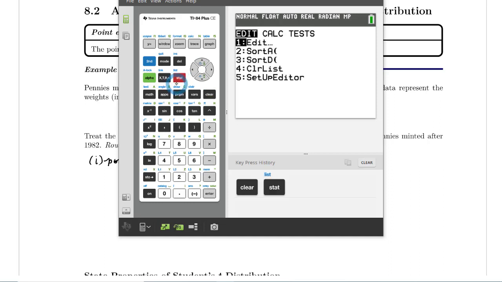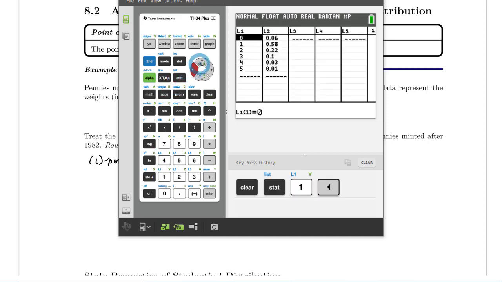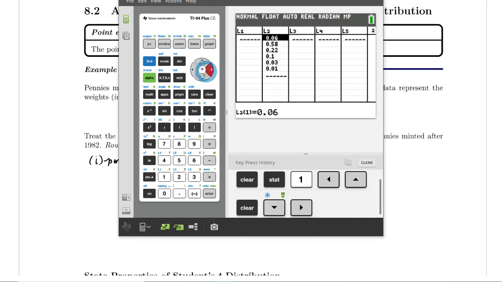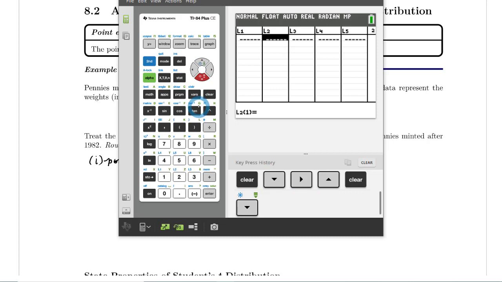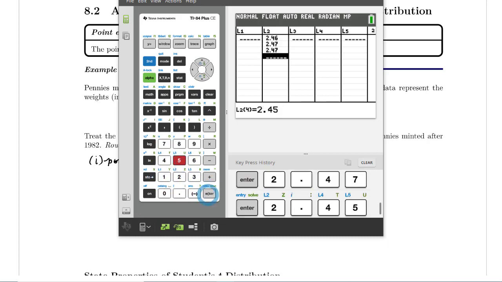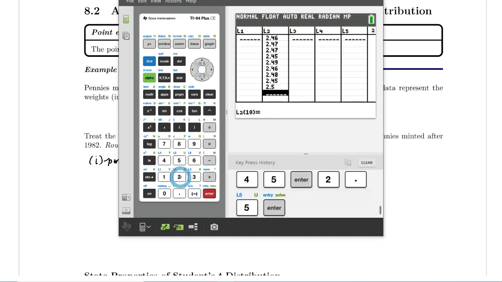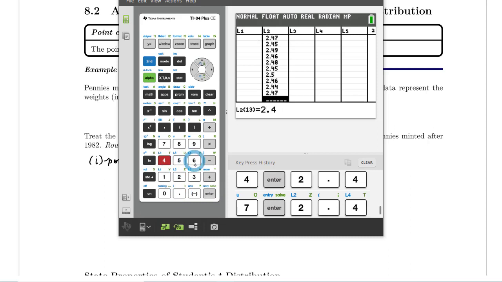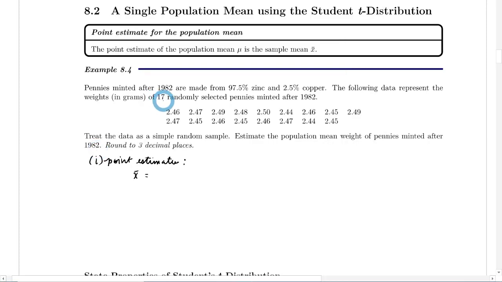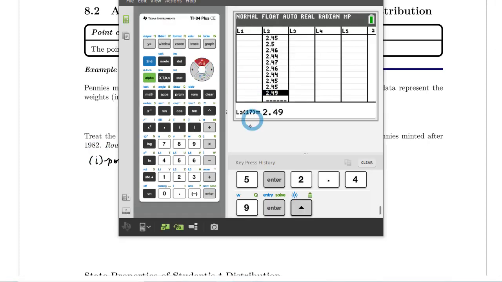So we'll have to go to stat and go to edit and edit our list again. Because essentially, remember that in real statistics in your research method class, you'll always be given raw data. So let's go ahead and put them in, 2.46. And so there should be 17, and sure enough, there's 17, and my calculator has 17 data.